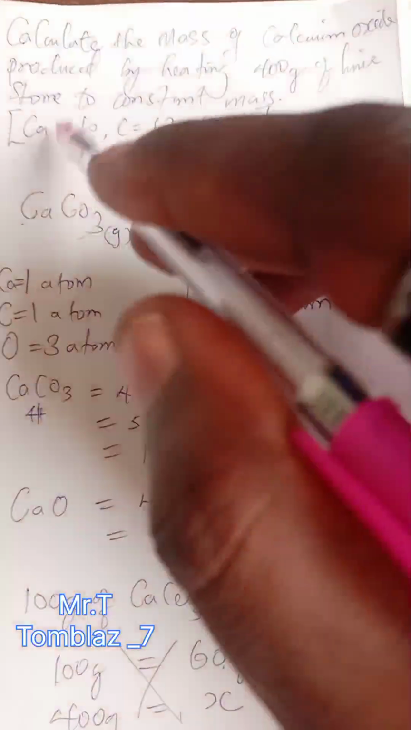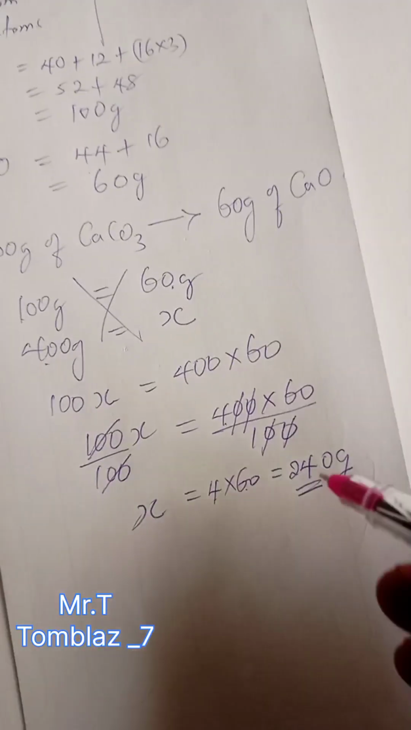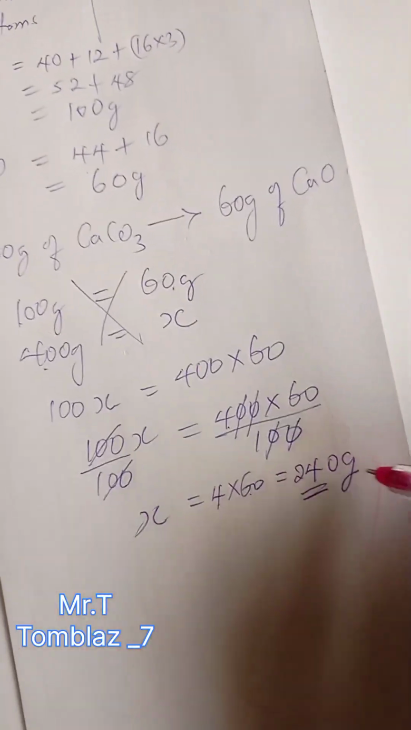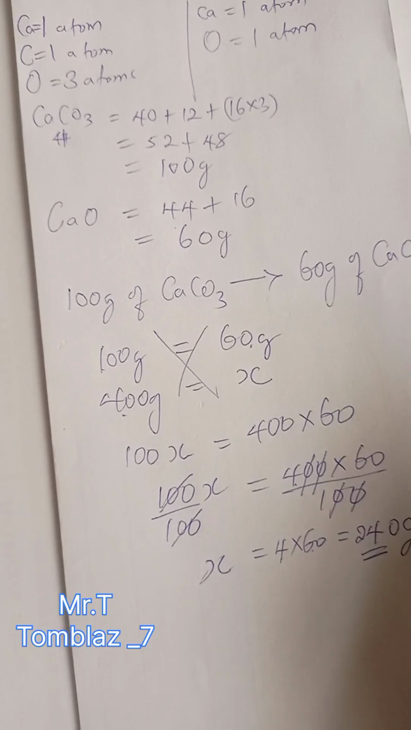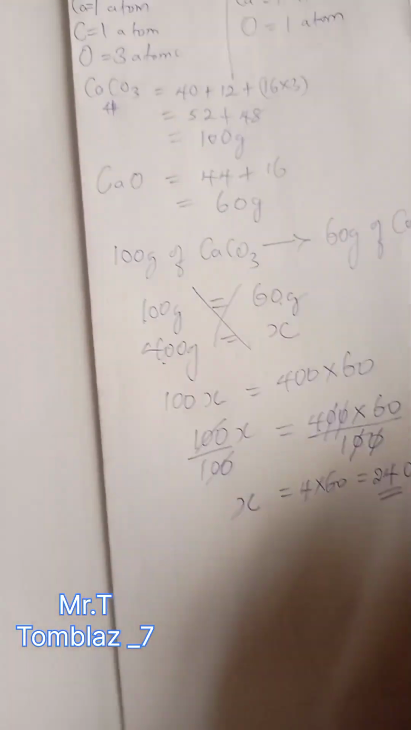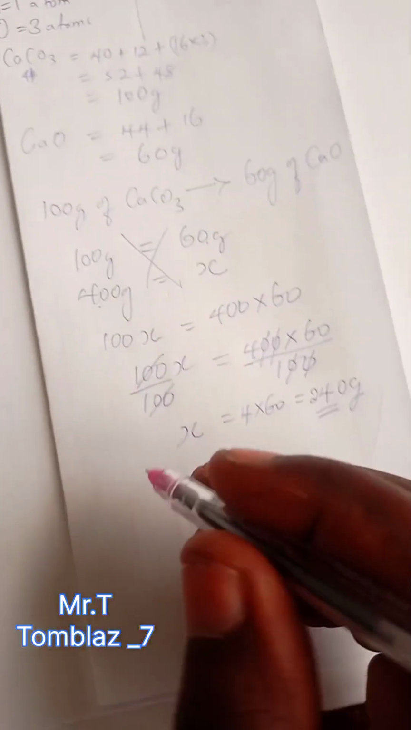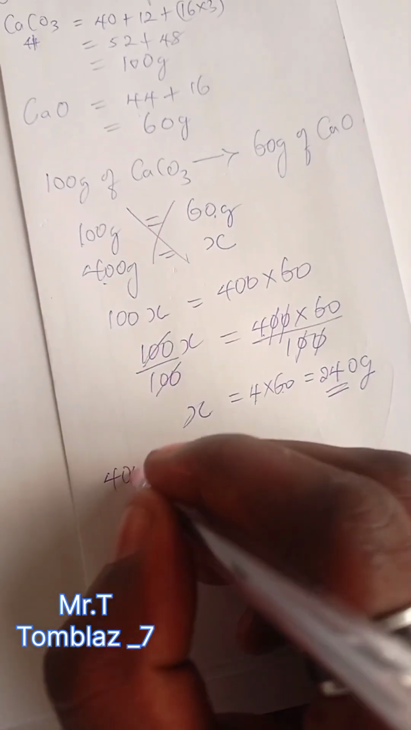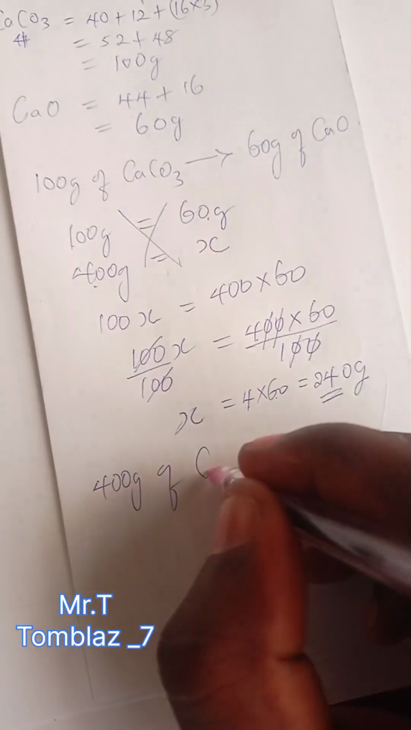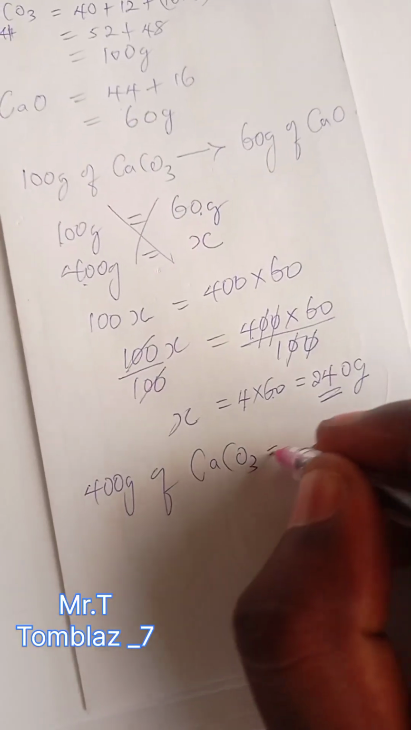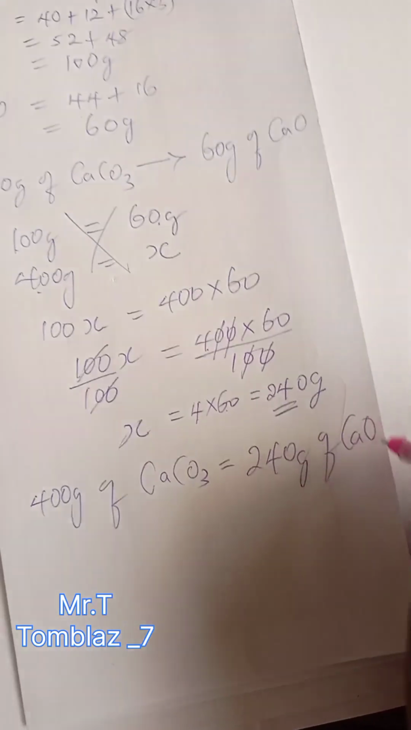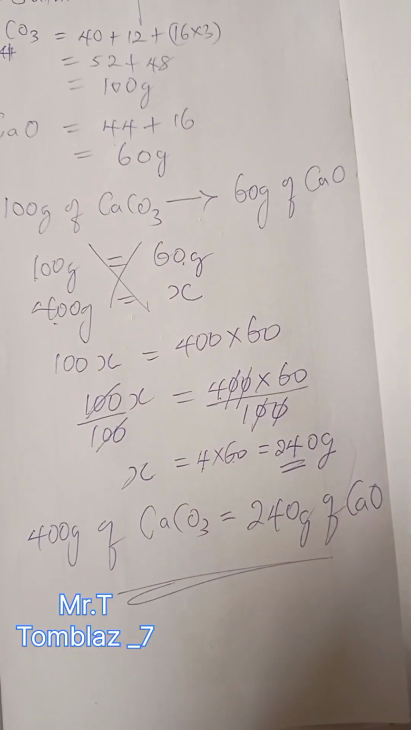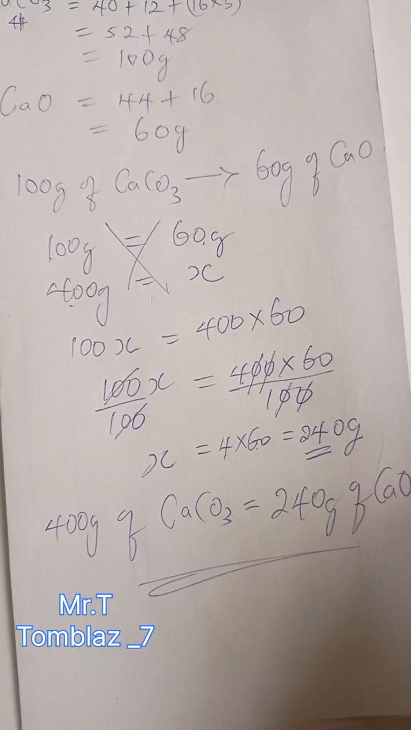So 400 grams of limestone when heated will produce 240 grams of calcium hydroxide, right? So our report will be that 400 grams of limestone will give birth to 240 grams of calcium hydroxide. So that's how you conclude this calculation.